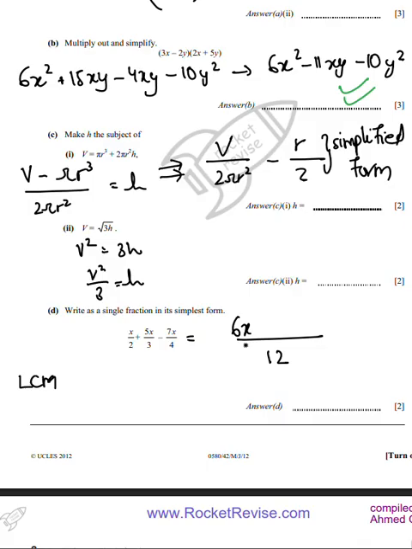What's 12 divided by 3? 4. And 4 into 5x is 20x. Good. 12 divided by 4 is 3. And 3 into minus 7x becomes minus 21x. Entirety of this will become 5x upon 12. So that's the answer for you.